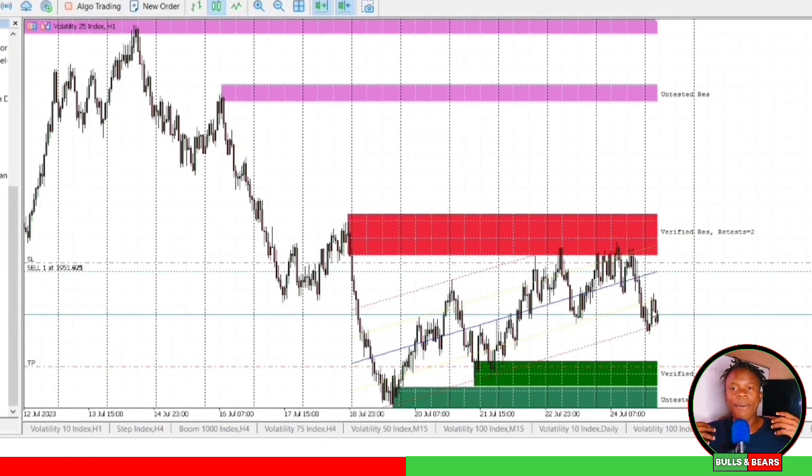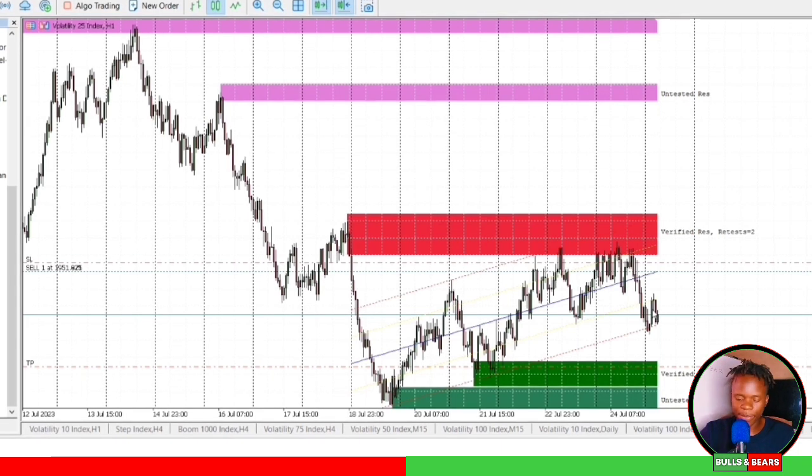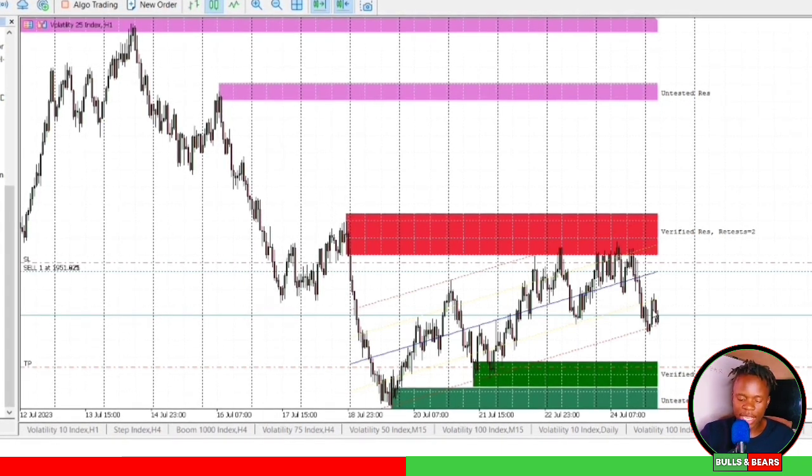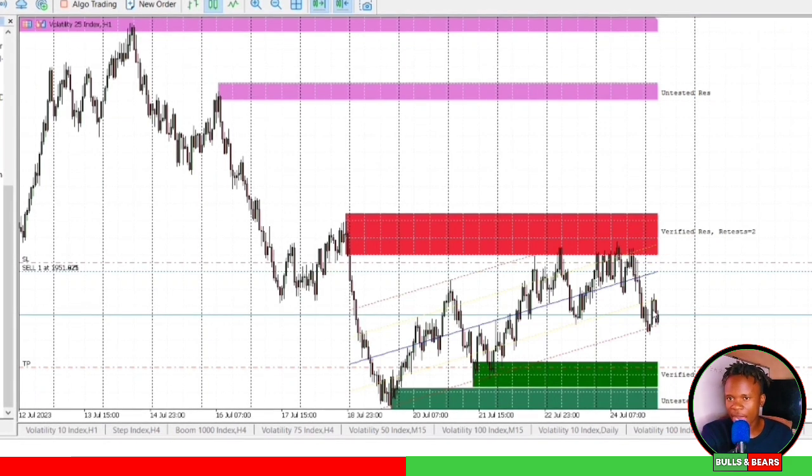So guys, this is all about price action, trend lines, and everything, support and demand. That is all I use to be consistent in this market, and the way that I showed you is how I analyze on a daily basis.